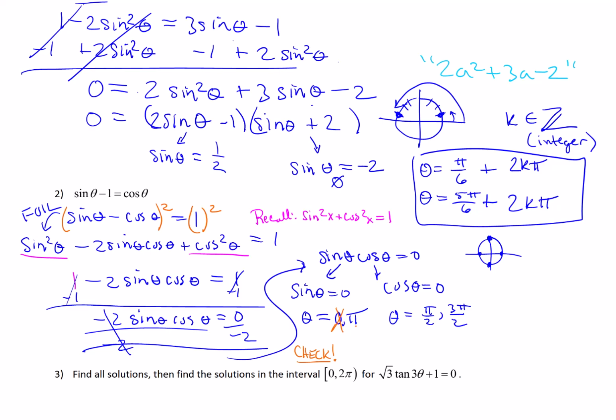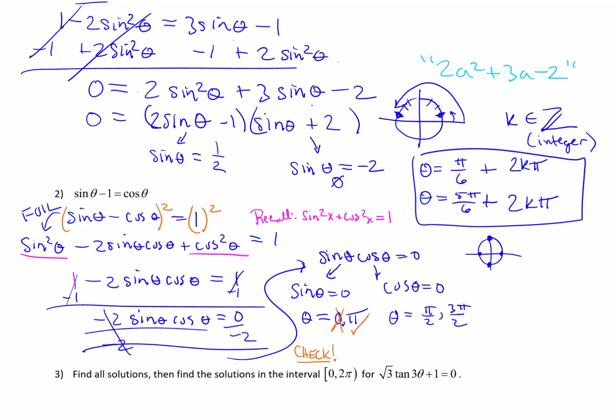Let's check pi. I'm just plugging them back in the original equation. Is the sine of pi minus 1 equal to the cosine of pi? Well, let's see. Sine of pi would be 0, minus 1 is negative 1. Cosine of pi is negative 1. Actually, yeah, that works fine. So pi works out just fine.